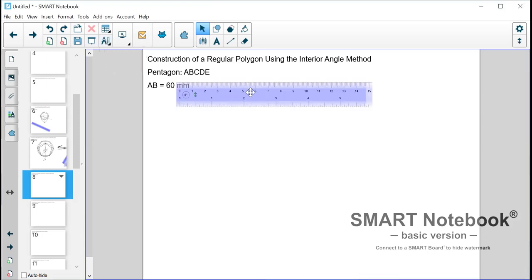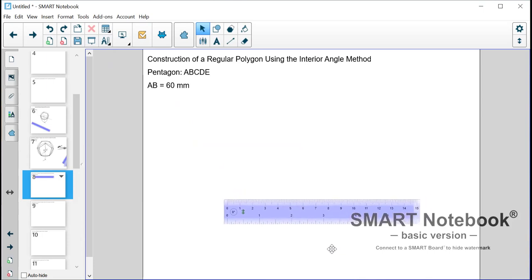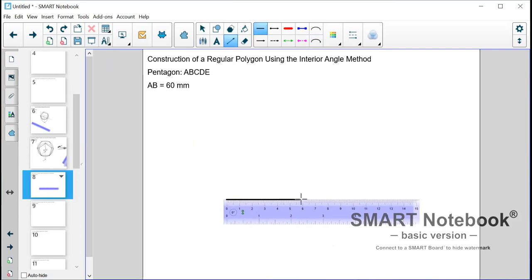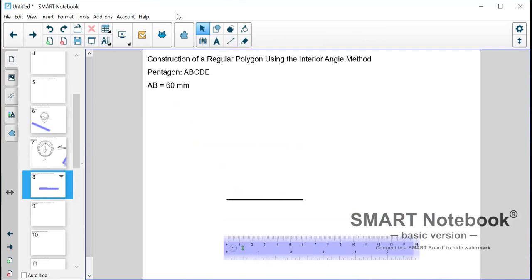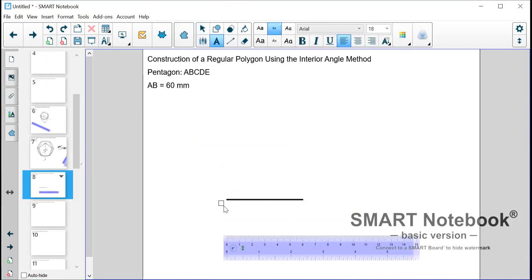Step one, as usual, we normally start by drawing the base. That length is 60. And of course, we have to label A and B.